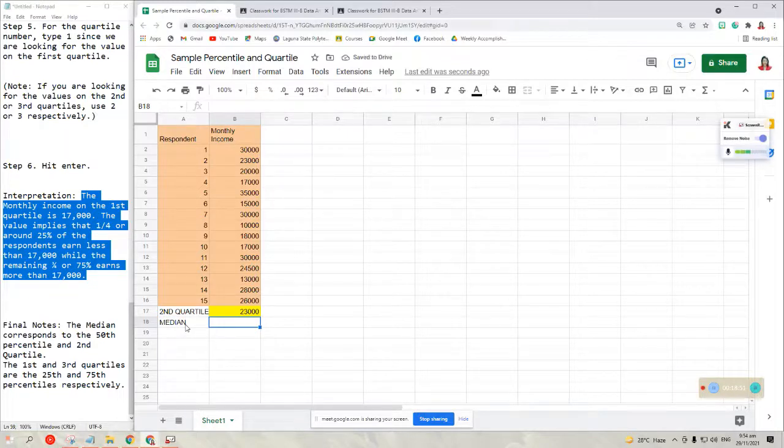So, hanapin natin yung median nitong set of observation natin dito. So, equal median B2 to B16. So, yan. Ang median po natin from B2 to B16, from 30,000 to 26,000, ay 23,000 din. So, just like what I mentioned in the module, parehas lang po ang second quartile at ang median. So, kapag nakalimutan nyo kung ano yung formula for the second quartile, pwede nyo pong gamitin yung formula for the median. Okay? Now, what if we want to get the third quartile?